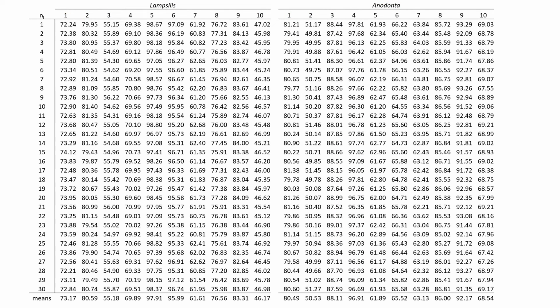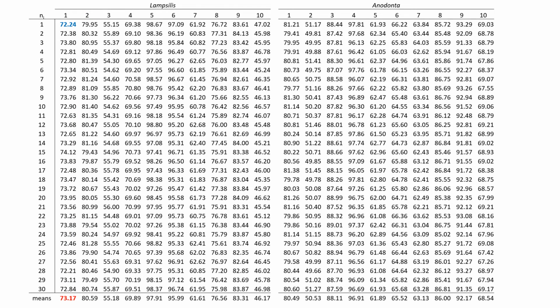And this is all in Excel, so it's really easy to get things like averages and so on. And down here at the bottom, I have the mean values for each of these columns. So this 73.17 is the mean or the average for all of these 30 measurements in the column above it. So the mean value for Lampsilis number 2 is 80.59 and so forth.